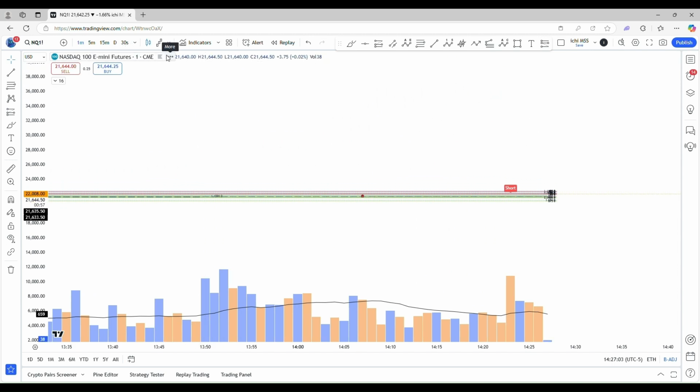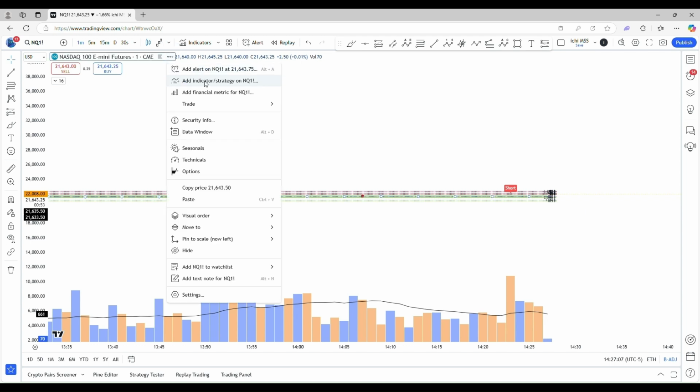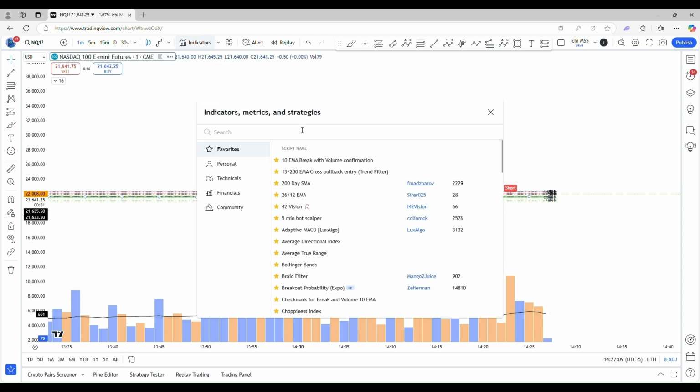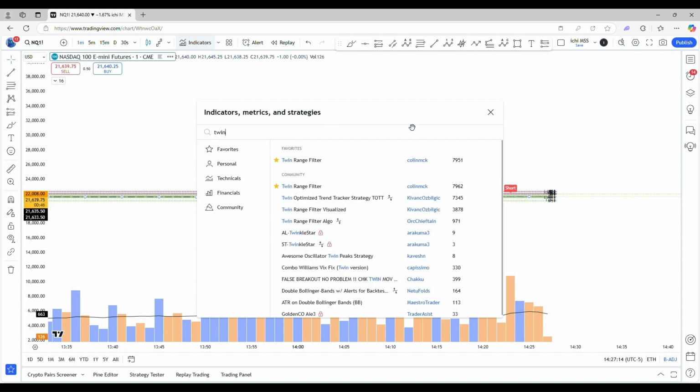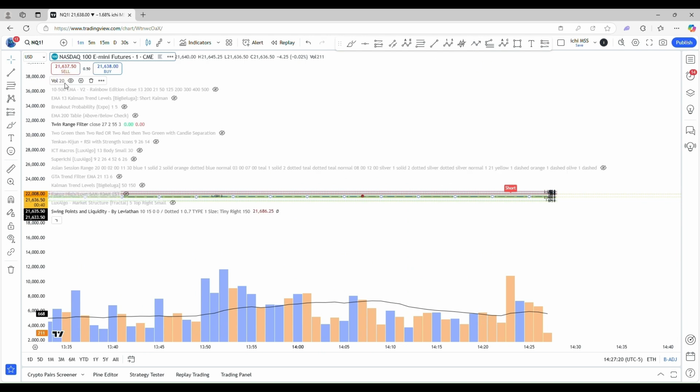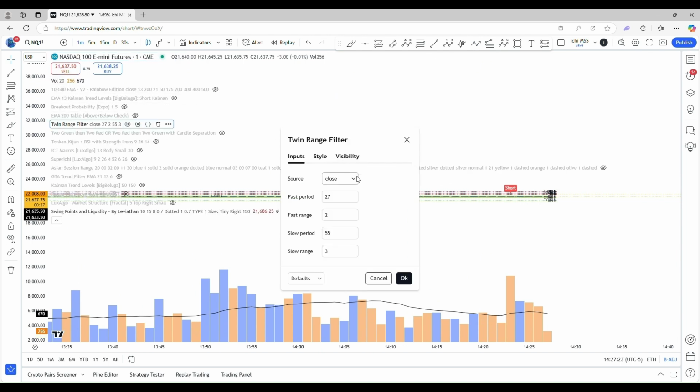So first what we're going to want to do is go to indicators, and for this one we're going to want to use the Twin Range Filter by Colin McKee, and apply that to your chart. And once you have it up, we're going to want to use these settings right here: 27 for the fast period, 2 for the fast range, 55 slow period, 3 for slow range.